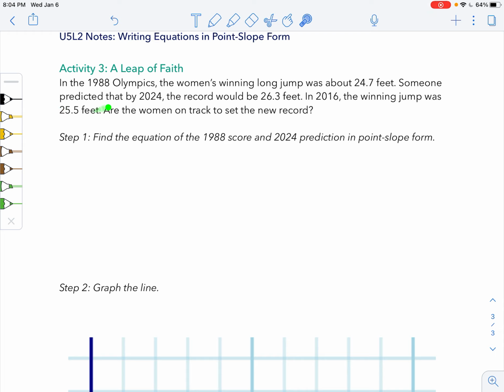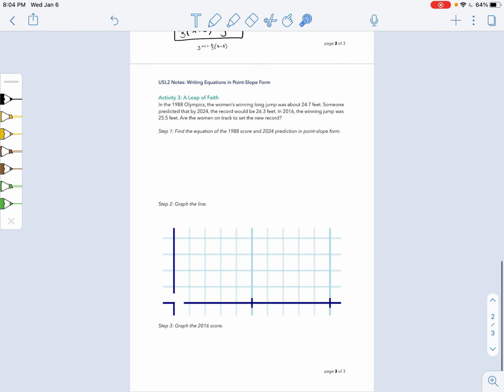Someone predicted that by 2024, the world record would be 26.3 feet. Ooh. In 2016, the winning jump was 25.5 feet. Are the women on track to set the new record? Well, I don't know. How are we going to solve this? I'll tell you. First, we'll write an equation. Then we'll graph the line. We'll graph that equation, and then we'll graph that score as a point and see where it lies.